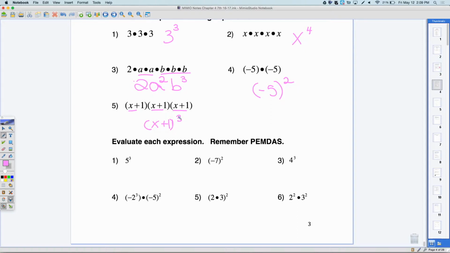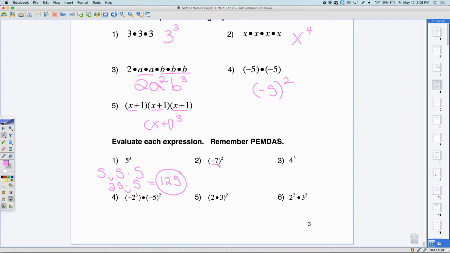Evaluate each expression. We're going to find the value. Remember to use PEMDAS, the order of operations. So the first thing we can do for number 1 is take it out of exponent form. So it would be 5 times 5 times 5. Well, 5 times 5 is 25. Bring down the 5, and 25 times 5 gives you 125.